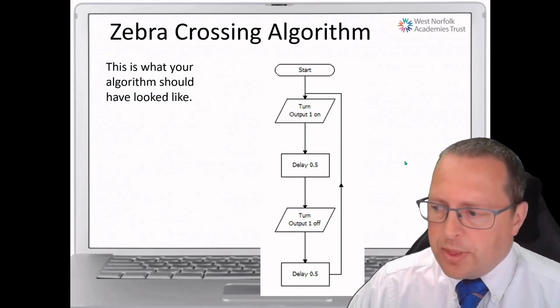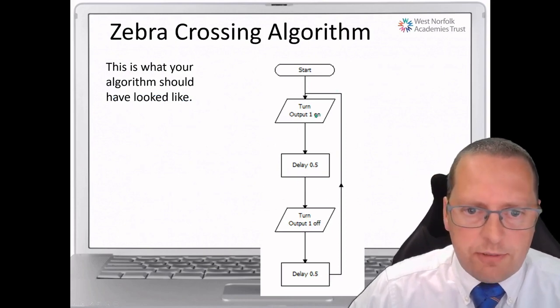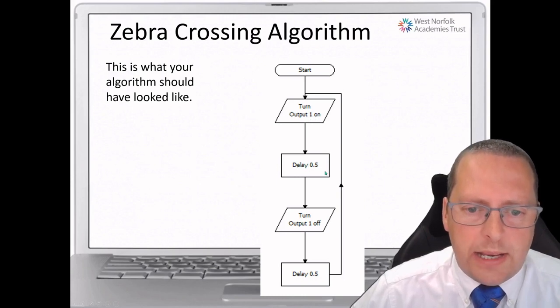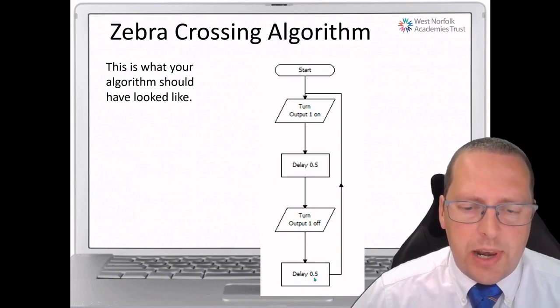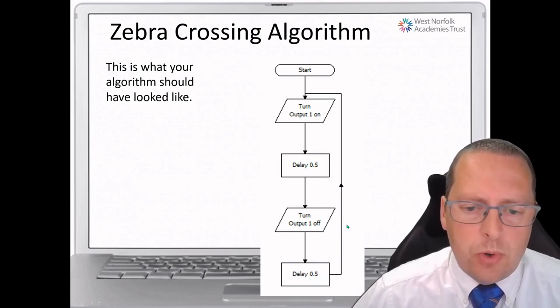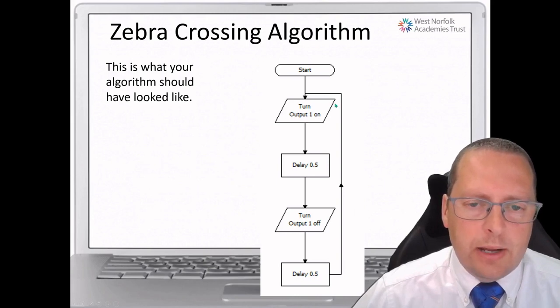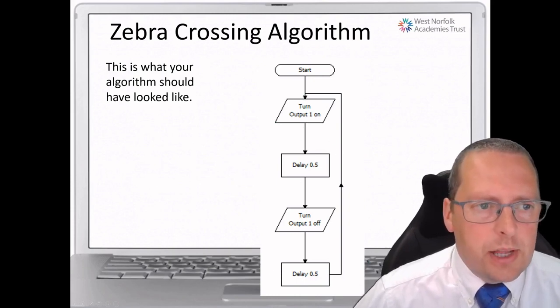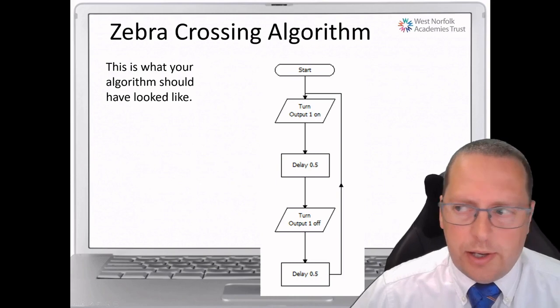Hopefully you've got something along these lines. You've got a start, you've turned output 1 on, which is a light. You've got a wait here, which is a delay of half a second, then turn output 1 off, and then delay half a second, and the flow goes back to the start, or back to the first instruction here. So it repeats, it iterates around. It's repeating over and over again. So that's what you should have, something along those lines.